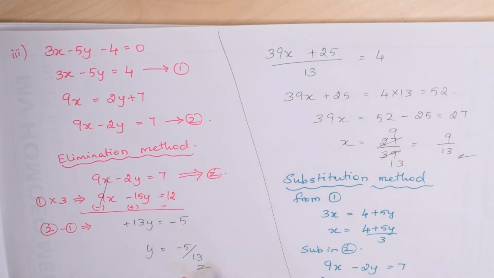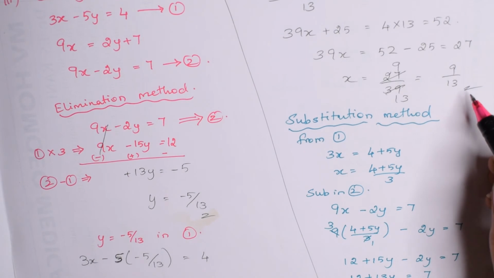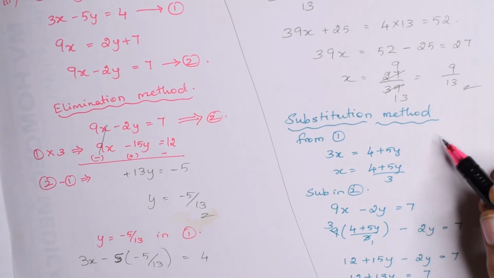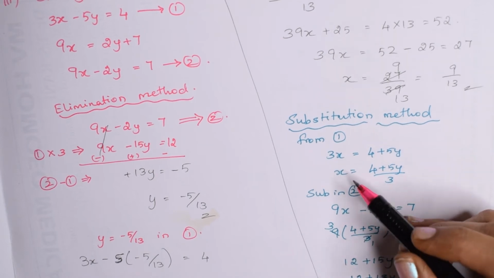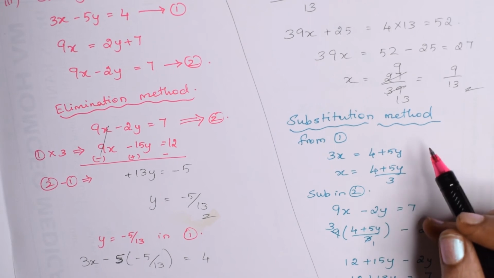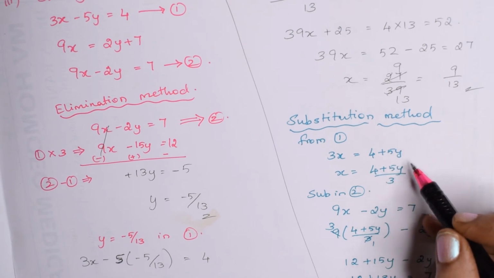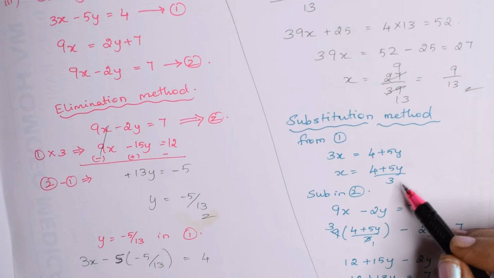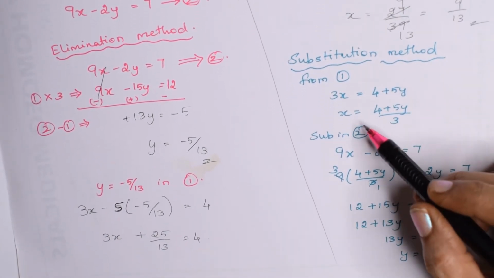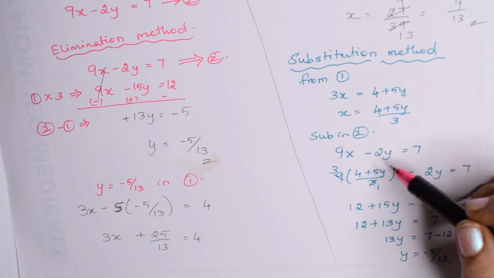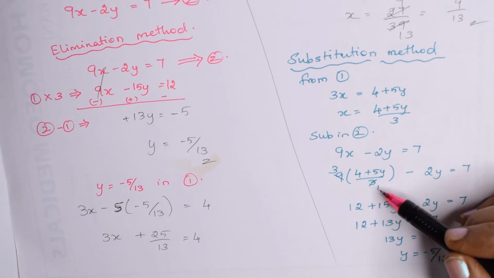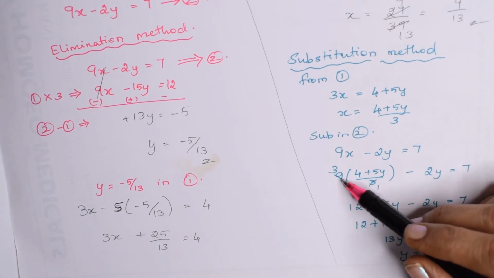I have y's value as minus 5 by 13, x value is 9 by 13. And now we are going to do the same sum with the substitution method. Here I have 3x alone, I keep 3x alone in the left hand side, bring all the numbers to the right hand side. It becomes 4 plus 5y. So x value is equal to 4 plus 5y by 3. I am substituting the value I have for x in the second equation. So in the place of x I use 4 plus 5y by 3, and here I have a denominator 3, and it gets cancelled with this 9.